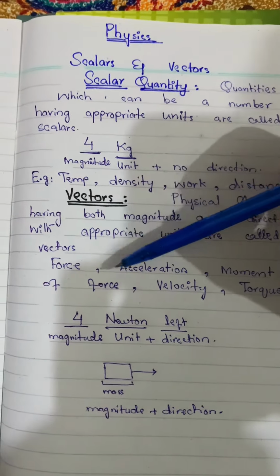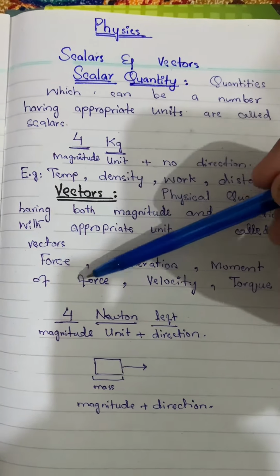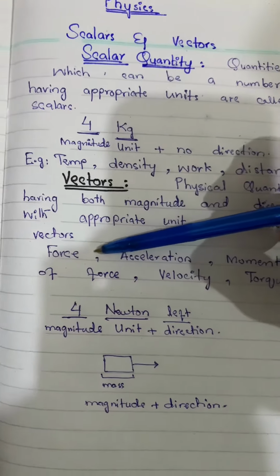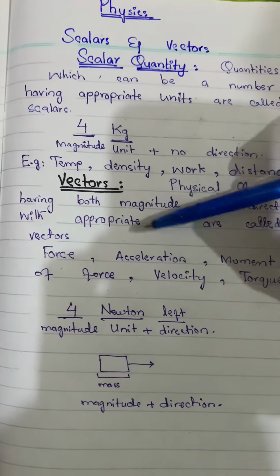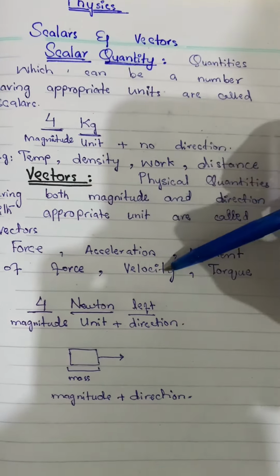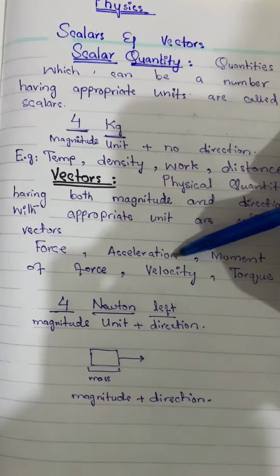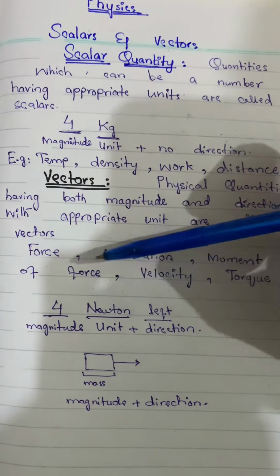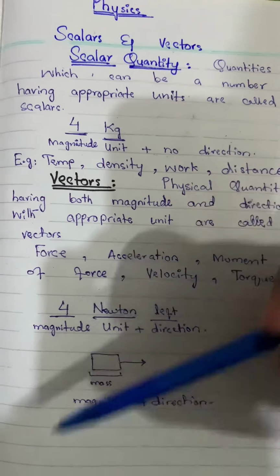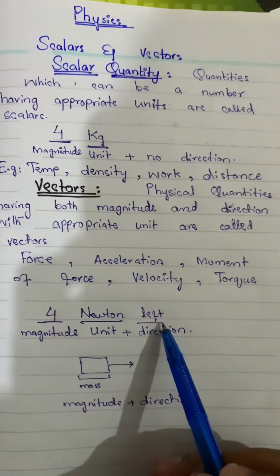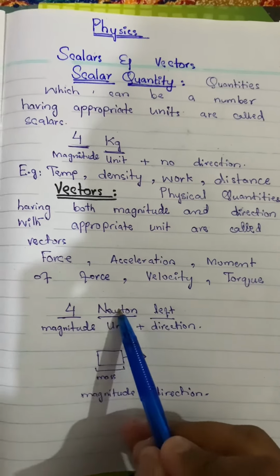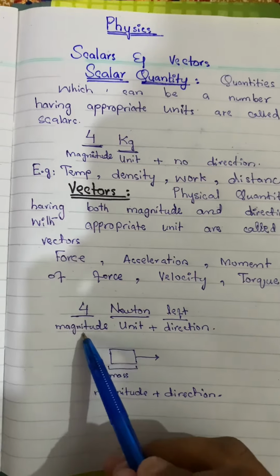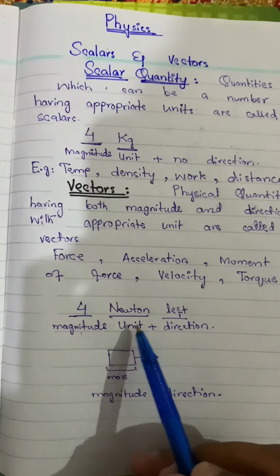So what are the examples of vector quantities? We can say that these are force, acceleration, moment of force, velocity, torque. These are the vector quantities. Just like force has the unit Newton. So we can say 4 Newton left. 4 Newton left means we are talking about a vector quantity, which is force. The 4 is the number showing the magnitude, Newton is the unit, and left is the direction we are showing here.